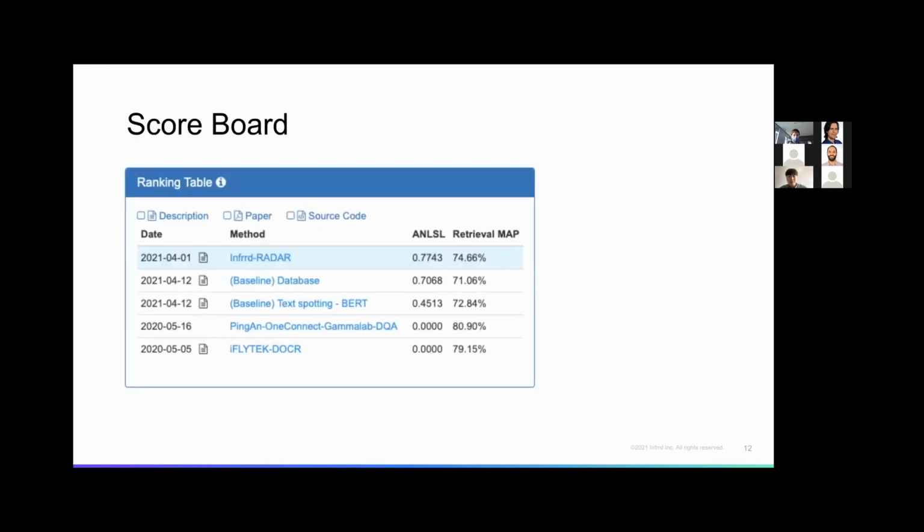So that's all for our approach in InfographicVQA. Our method scores 0.77 ANLSL for answer extraction and 74.66 MAP for document retrieval.